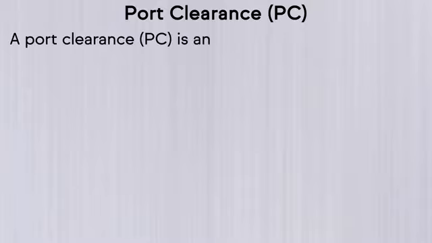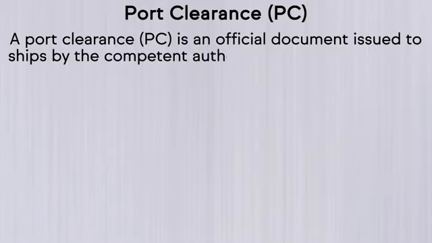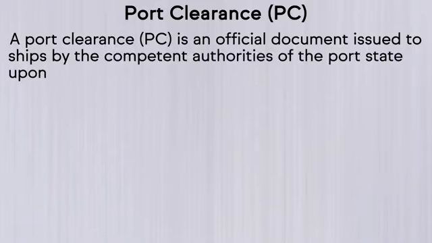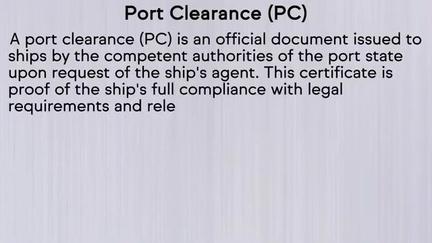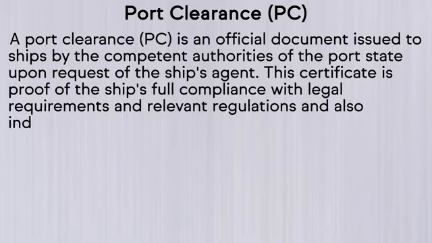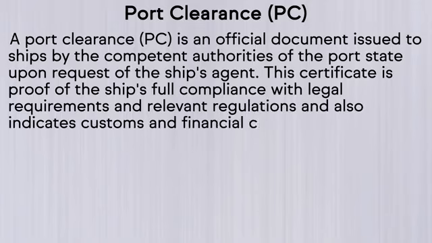Port Clearance, PC. A port clearance, PC, is an official document issued to ships by the competent authorities of the port state upon request of the ship's agent. This certificate is proof of the ship's full compliance with legal requirements and relevant regulations, and also indicates customs and financial clearance.